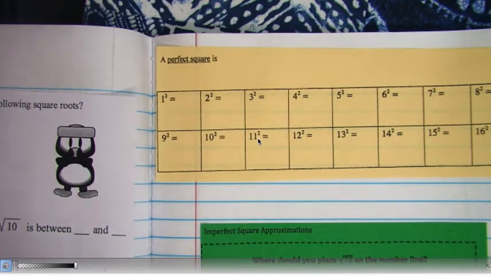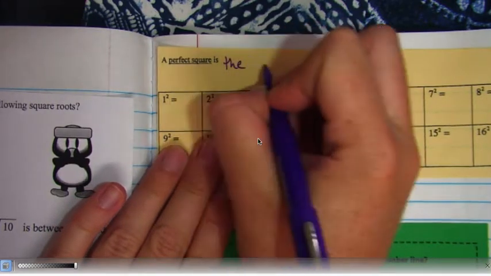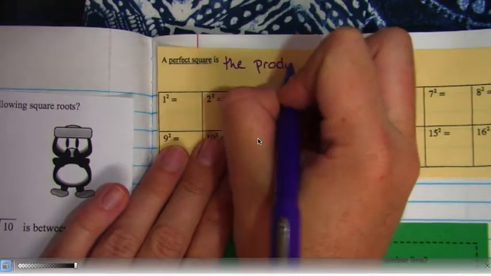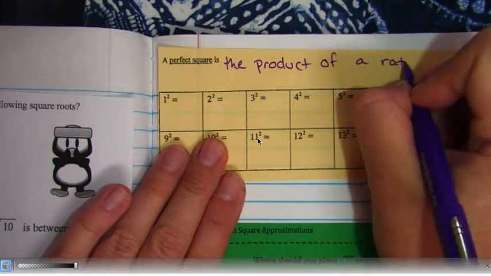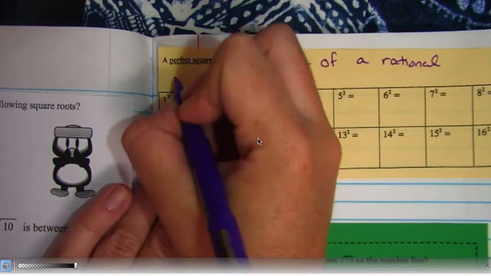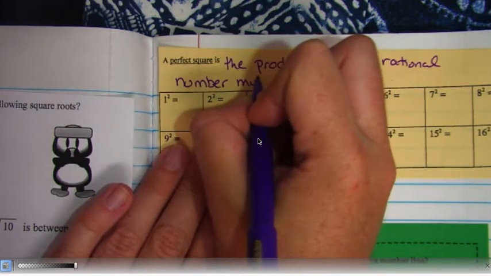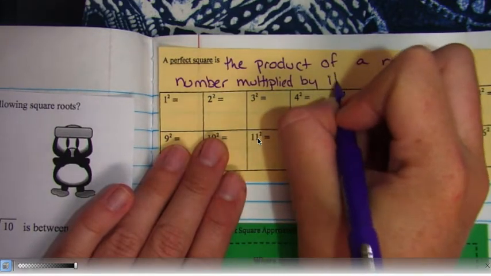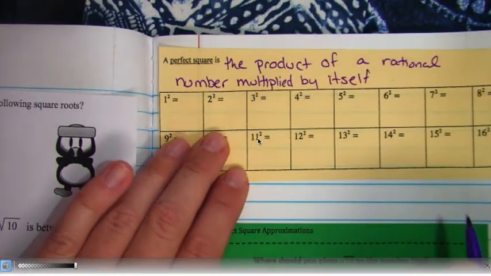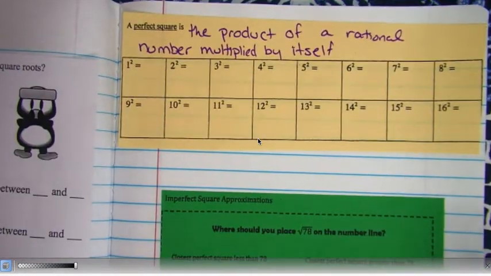Today we're going to talk about estimating non-perfect squares. So we know a perfect square is the product of a rational number multiplied by itself. So it's any number times itself. So let's just go through and refresh ourselves.